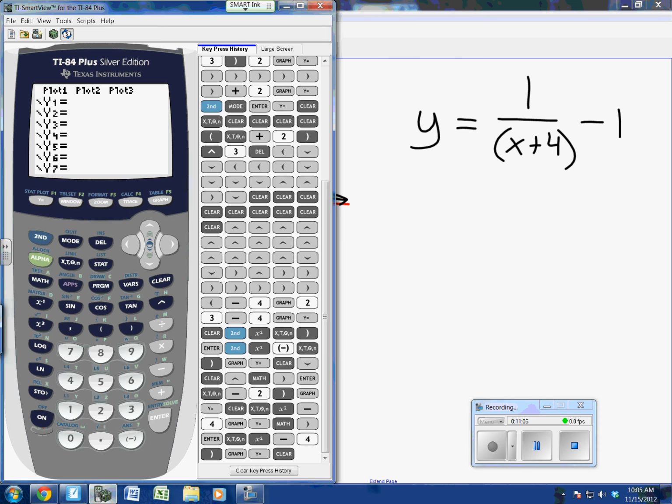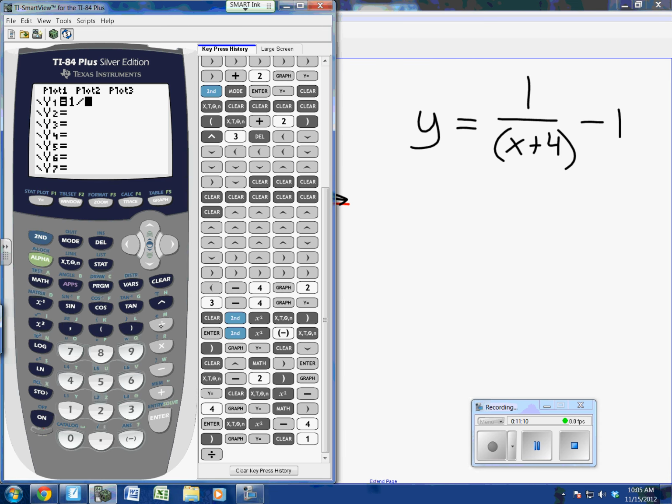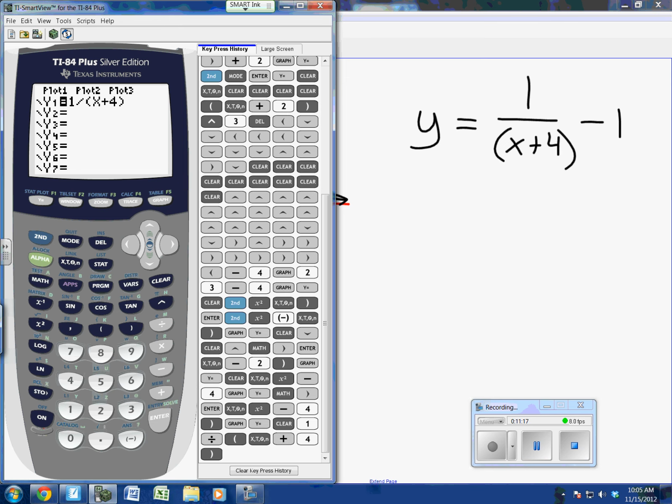So I graph this. 1 divided by x plus 4. Notice I had to put the x plus 4 in parentheses on the bottom there. And I minus 1. I graph that. That's the graph that you see right there. Okay? That is actually it right there. Any other questions?